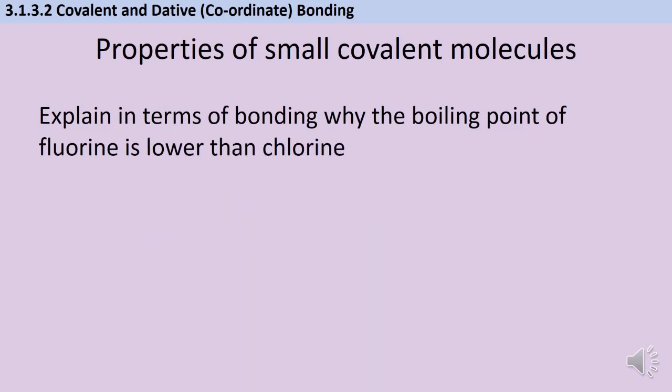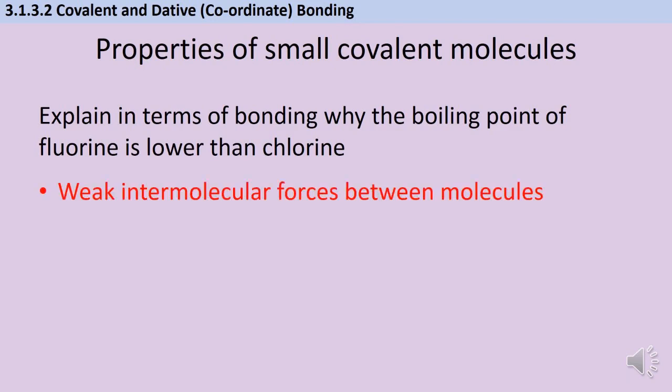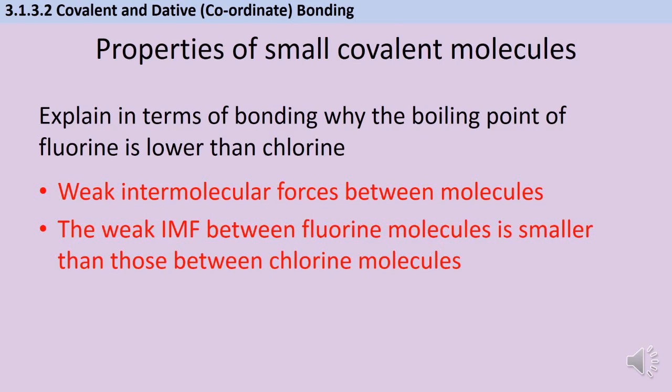Here's a slightly more challenging example. We're asked to explain in terms of bonding why the boiling point of fluorine is lower than chlorine. So again, I know that these are non-metals, I know that they're symmetrical molecules, so they're going to be covalently bonded, and I know that the force that's being overcome is this weak intermolecular force. So even if I don't know anything else about fluorine and chlorine, I'm probably going to get a mark for mentioning the weak intermolecular force. And then if the boiling point of fluorine is lower, that tells me that that force is weaker. So the weak intermolecular force between fluorine molecules is smaller than that between chlorine molecules, and therefore it takes less energy to overcome.